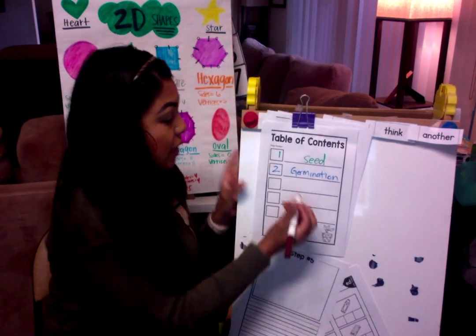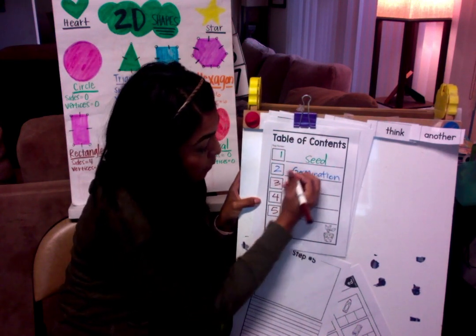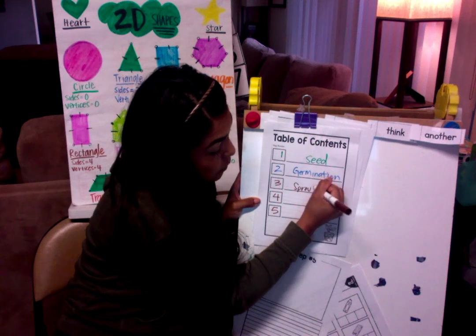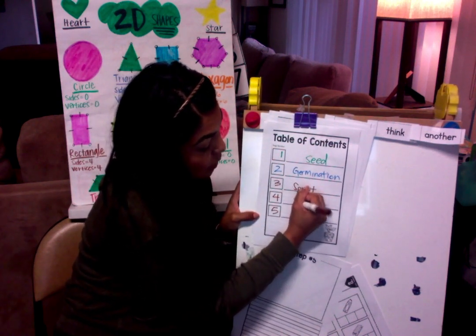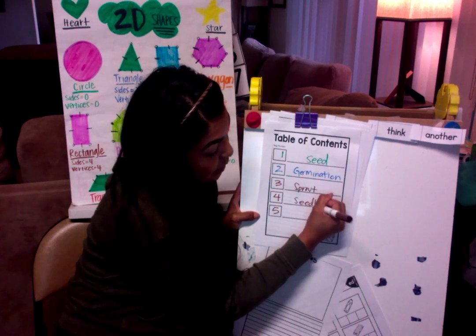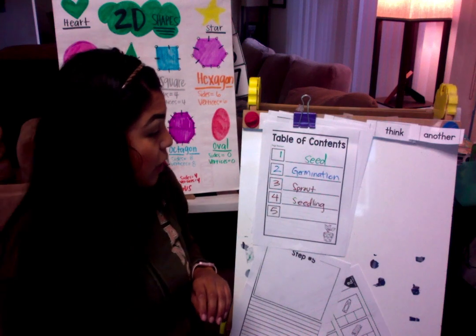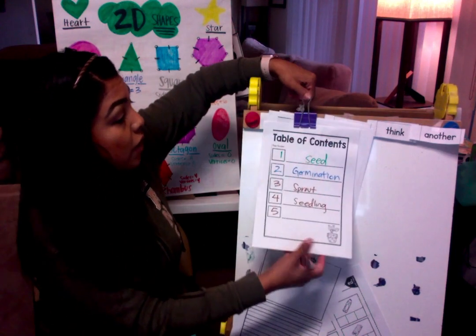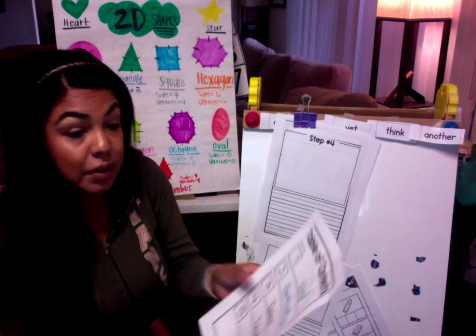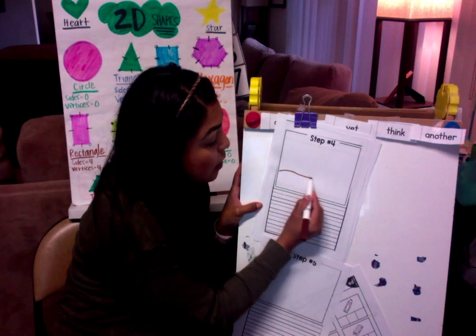Don't forget, we need to write step number. Oops, I forgot to do step number 3, but we already know that was a sprout. Okay. Sprout. Step number 4. We know that it is a seedling. Okay. Awesome. And then for step number 5, we'll hold off until we get there, okay? So now that I have my table of contents written, I'm going to put that on the side, okay? Awesome. So step number 4, I'm going to go ahead and draw my illustration.